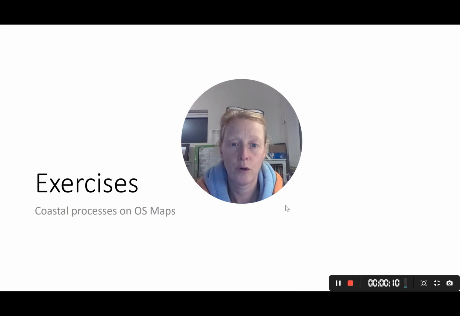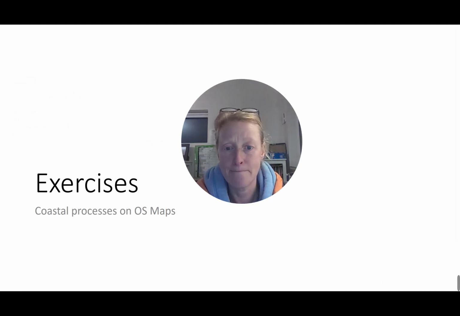You have 4 questions to answer on coastal landforms and processes on OS maps. And I'm going to indicate where you can find the maps in each of these instances. The exercises will also go up in a PDF document on Teams, so you can zoom in on that and see some of the detail of them.